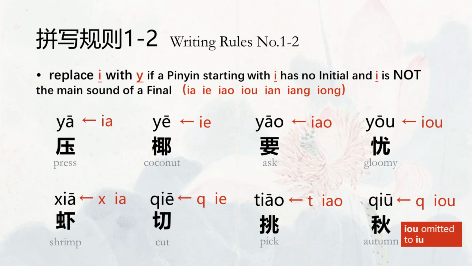That would be weird. Same with other finals like ye, yao, you, yan, yang, yong. So when a character is pronounced with finals only and these finals happen to start with E, but with E not being the main sound of the final, separation letter E is used to replace final E when writing the Pinyin, different from characters which are pronounced by combining initial and final on the second row. You can try to read these characters by yourself or repeat after me.